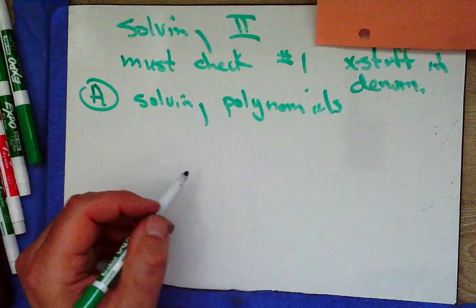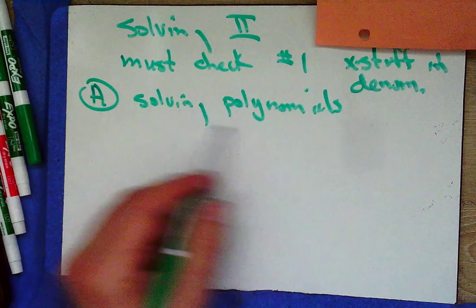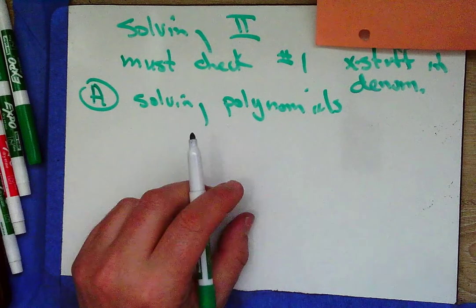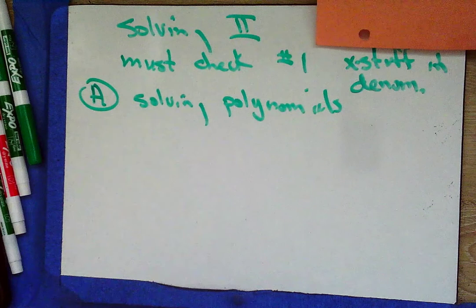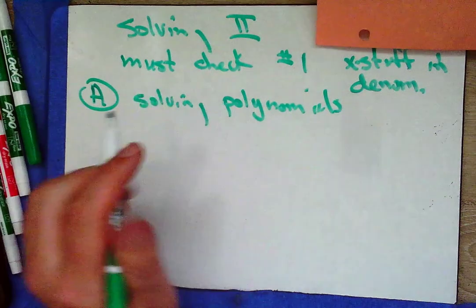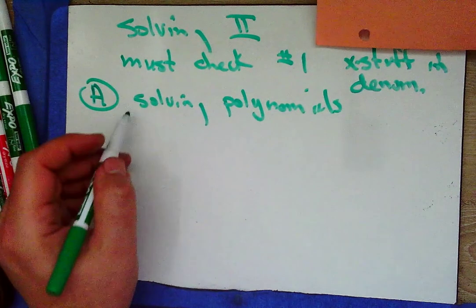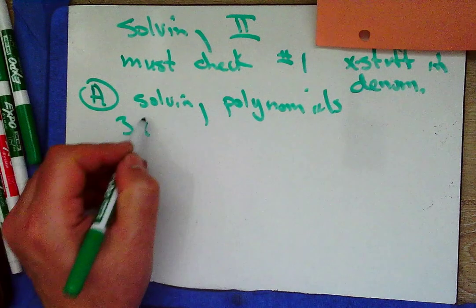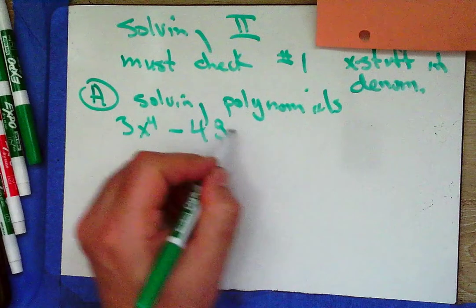which could include quadratics. And generally what we're doing with polynomials, not always, but generally, is we're factoring, okay? But not always. So when I think about solving polynomials, we start gently. How about 3x to the 4th minus 48 equals 0?